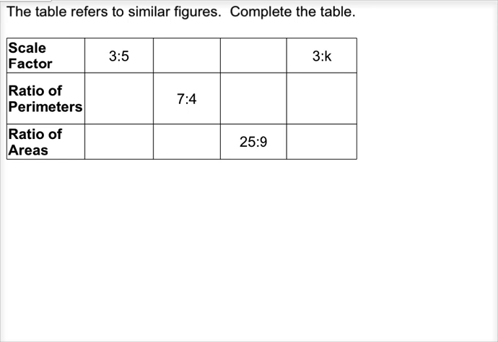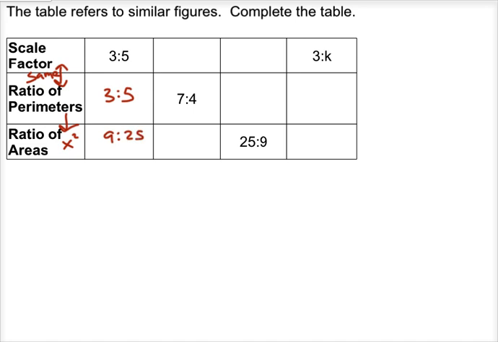The table refers to similar figures. Complete the table. Well, the big thing here is I know that the scale factor and the ratio of the perimeters, these two are exactly the same. So if I see that the scale factor is 3 to 5, the ratio of the perimeters is 3 to 5. The ratio of the areas, the big thing there is when I come from perimeter to area, I need to square everything. So 3 to 5, I square them. 3 squared is 9, 5 squared is 25.